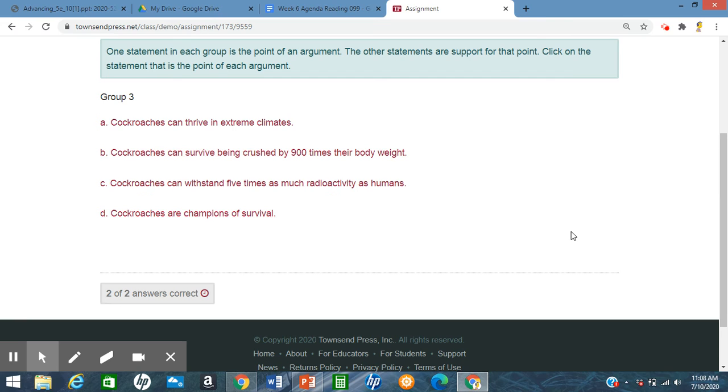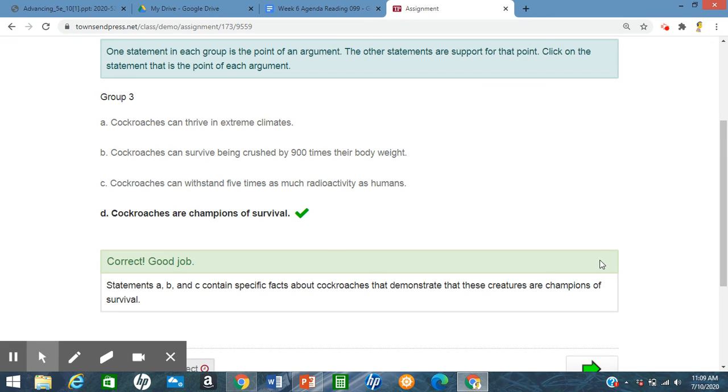And what are they trying to say about the cockroaches? Well, again, 3 of these have specific details. They're telling us that cockroaches can thrive in extreme climates, survive being crushed by 900 times their body weight, and withstand 5 times as much radioactivity. So all these things show how they can survive, which goes with D. So that's the main argument, and then they give you the examples for that.